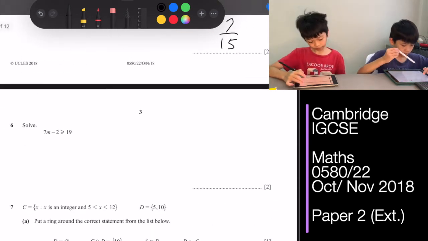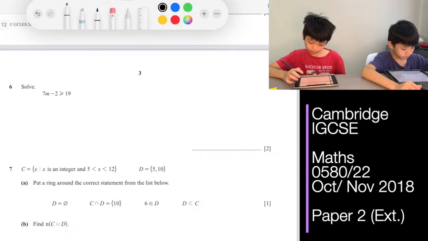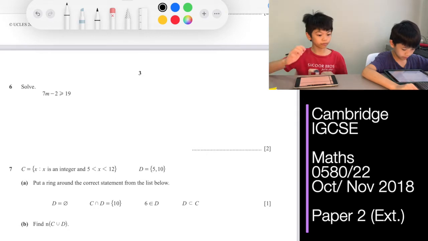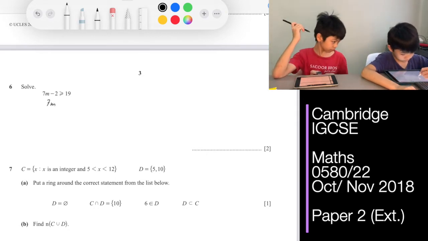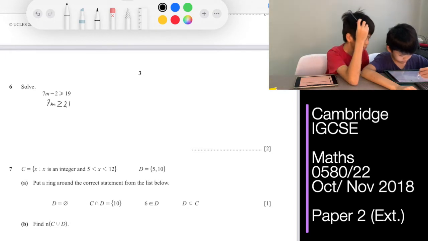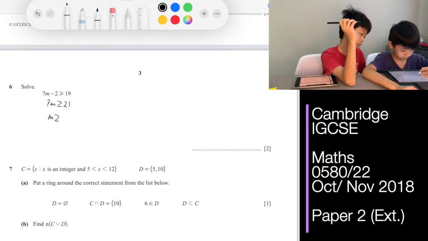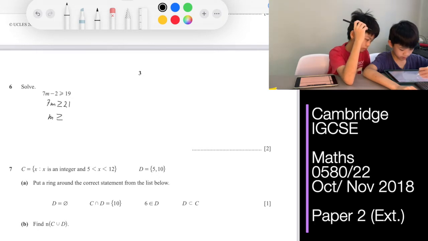7/15. For question 6, solve 7m minus 2 is bigger or equal to 19. So first it is 7m is bigger or equal to 21. Then m would be bigger or equal to 21 divided by 7, which is 3.